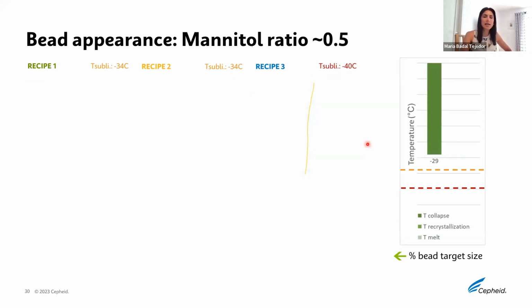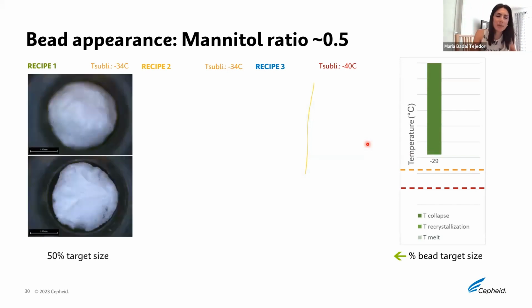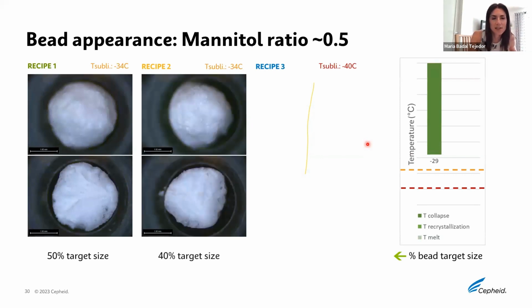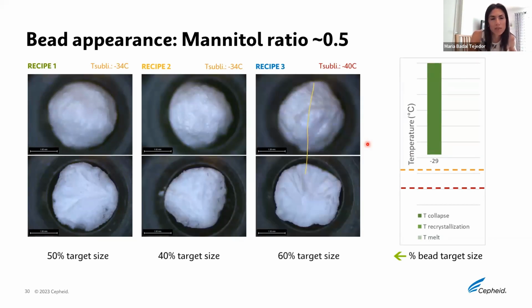If we look at the system that had a mannitol ratio of 0.5, and we see the appearance of the beads in each of the cases, we see how the structure of the bead has shrunk. So we do not meet the target size. The bead is collapsed on the inside as well, and the surface of the bead looks quite shrunk as well. So for this system, mannitol did not fulfill its function.